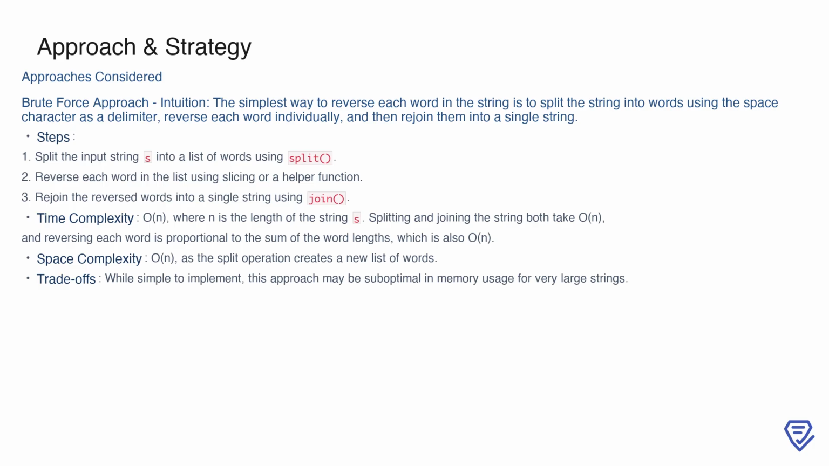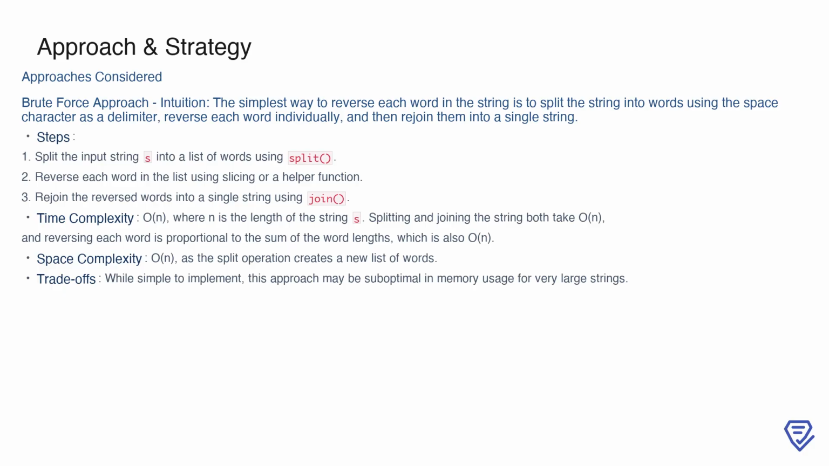To begin, let's consider a brute force approach, which is often the most intuitive method. The idea here is straightforward. We split the input string into individual words using the space character as a delimiter, reverse each word, and then rejoin everything into a single string. The process can be broken into three main steps. First, by using Python's split method, we get a list of words. Next, we reverse each word individually, which can be done with slicing or a helper function. Finally, we use the join method to combine the reversed words back into a single string.